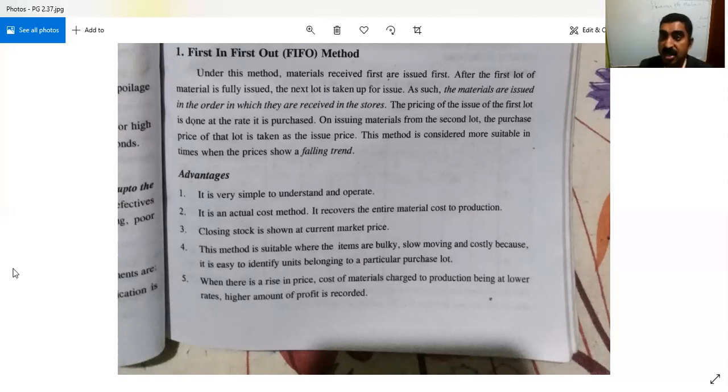First come, first out usage. Then in this method, on issuing the material from the second lot, the purchase price of that lot is taken as the issue price. This method is considered more suitable in the times when the price shows a falling trend. Advantages are simple to understand and operate.